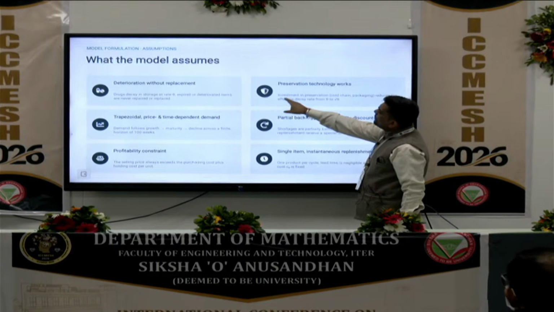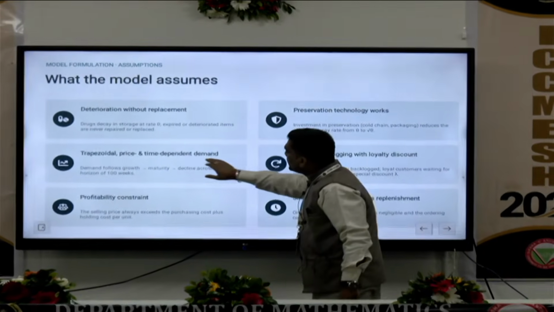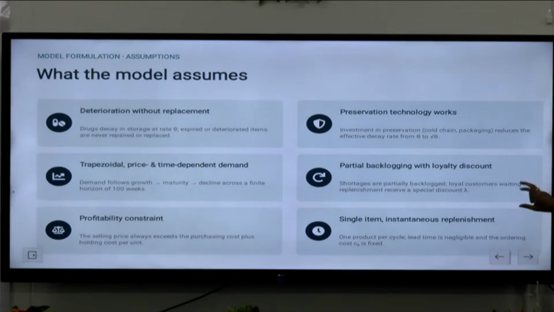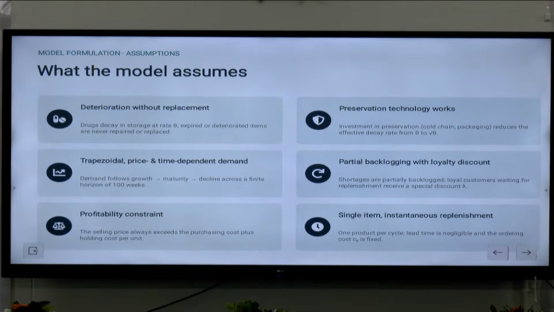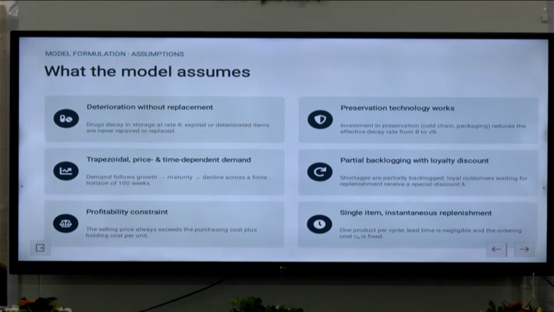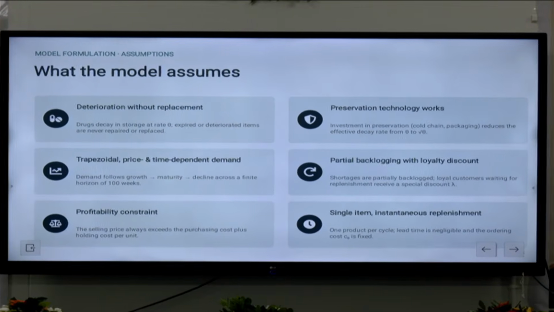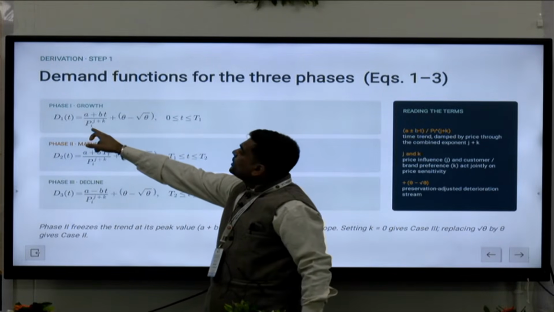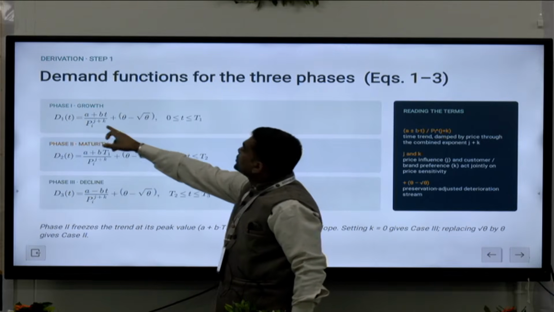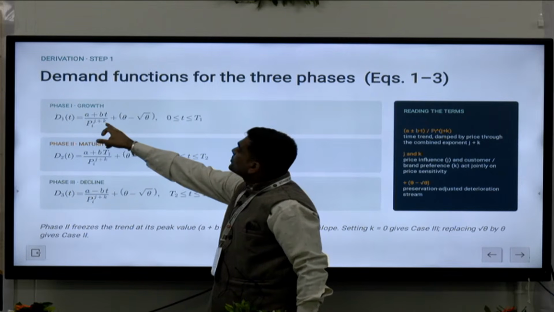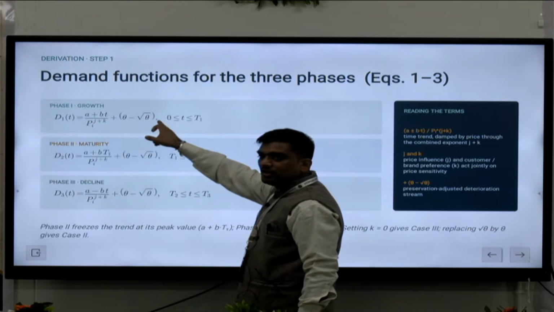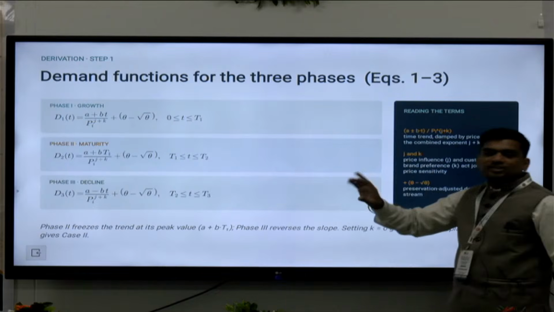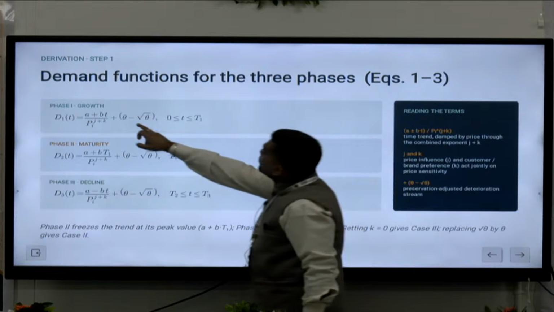So the model has deterioration without replacement, trapezoidal, price and time dependent demand function, profitability constants, preservation technology, partial backlog with discount to the loyal customers, and it is a single item I consider for instantaneous replenishment. This is the demand function, A plus BT, P, J plus K. J is the influencing factor, K is customer preference. Preservation controls the deterioration by applying preservation technology like refrigerator, packaging or any other. Then deterioration can be controlled.